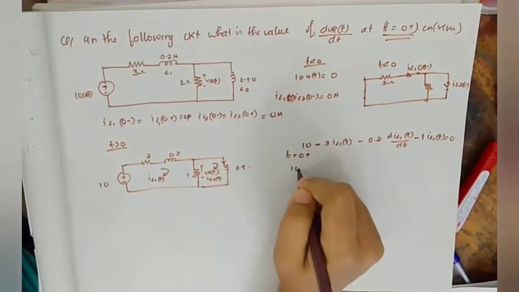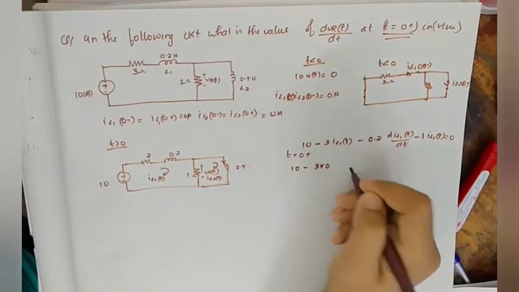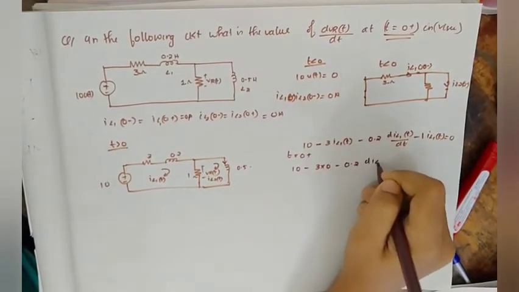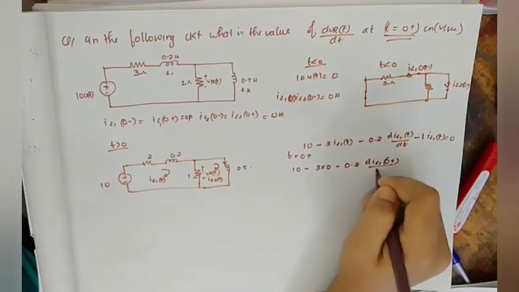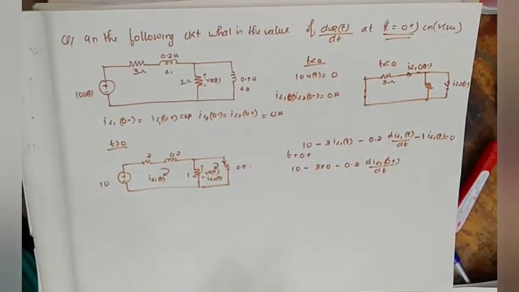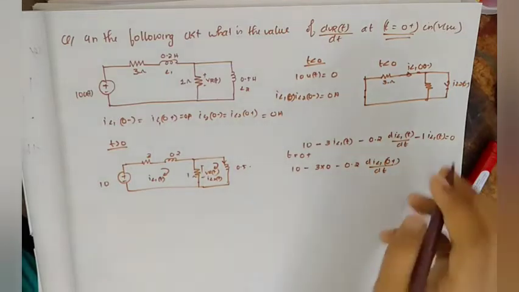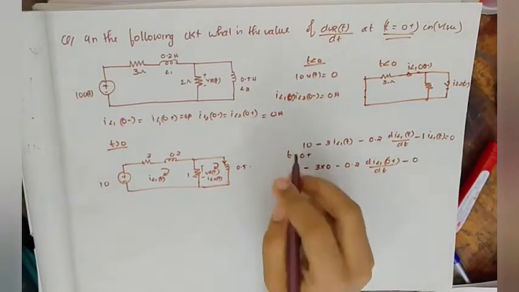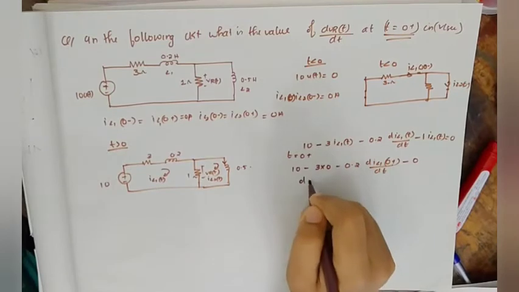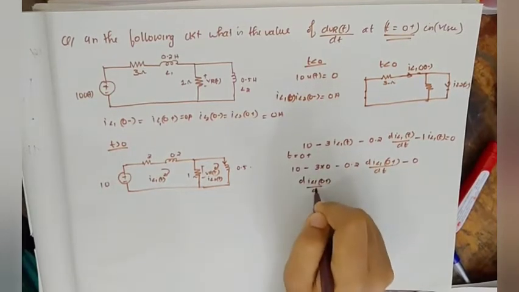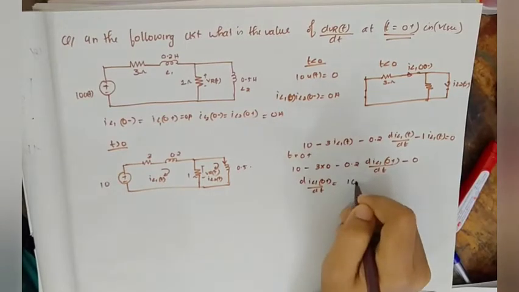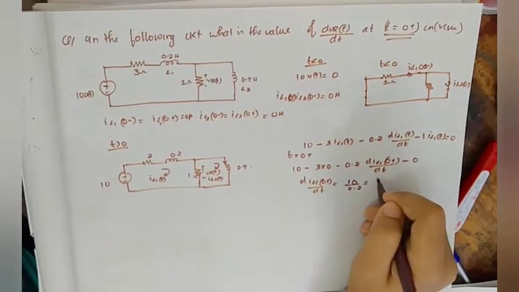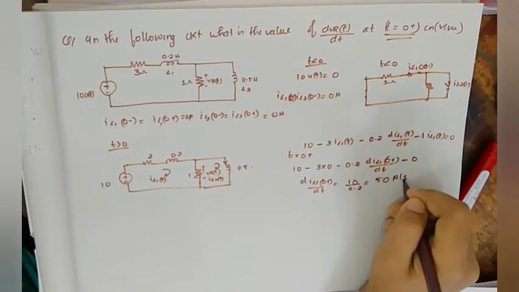So the equation is 10 minus 3 into 0 minus 0.2 into dIL1 of 0 plus divided by dt minus IL1 of 0 plus, which is 0, equal to 0. Even if IL1 of 0 plus is equal to 0 ampere, it doesn't necessarily mean that its derivative is equal to 0. So don't confuse that. From here we will get dIL1 of 0 plus divided by dt equal to 10 divided by 0.2, which is equal to 50 ampere per second.